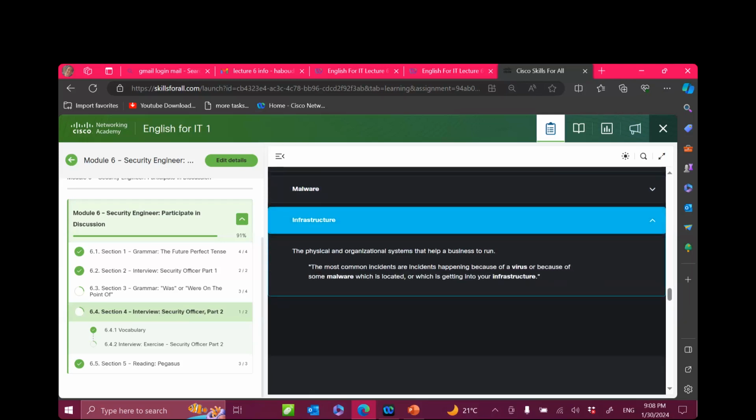Infrastructure. ايه هي الانفراستراكشر؟ Infrastructure is the physical and organizational systems that help a business to run. Okay. دي البنية التحتية زي ما بنقولها كده. Okay. The most common incidents are incidents happening because of a virus or because of some malware which is getting into your infrastructure. Okay. يبقى بتحصل بسبب ايه؟ it gets into your infrastructure، بتظهر من الانفراستراكشر بتاعتك. Okay. وبتدمر الدنيا.